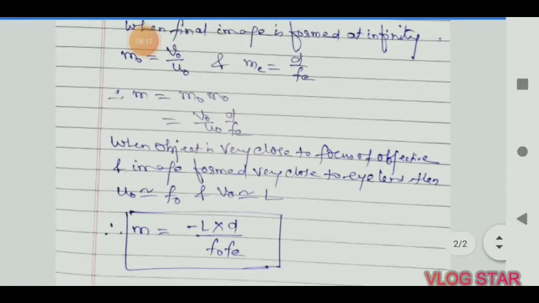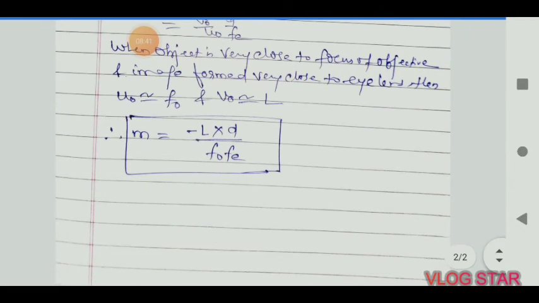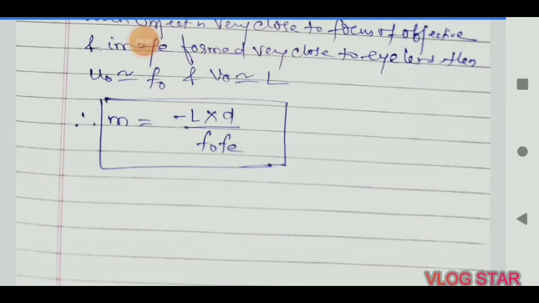Okay. We can also write, when the object is very close to the focus of the objective and the image is formed very close to the eye lens, then U naught will be equal to F naught, and V naught will be equal to L, the distance between these two lenses. So that will be written as M equal to modulus of L into D by F naught Fe. From that relation, you can also see that in order to get a large magnification, F naught and Fe should be as small as possible.